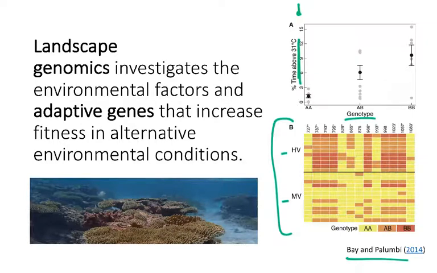And what we can see is that the BB genotype, so if you have two B alleles, is much more commonly found when you spend more time at high temperatures. So this is an example of a landscape genomics approach. We're integrating that environmental condition of temperature with different alleles that are present at the unique adaptive genes.